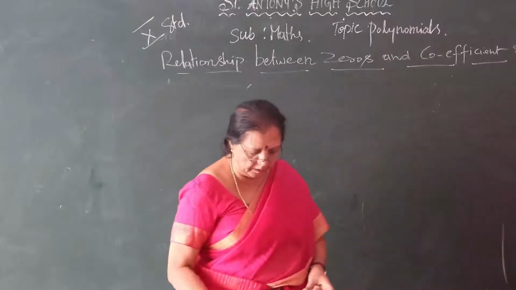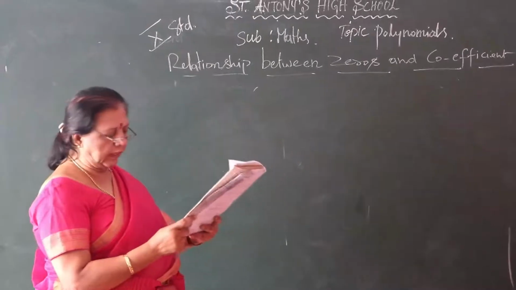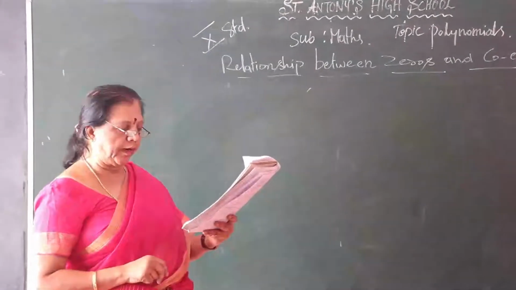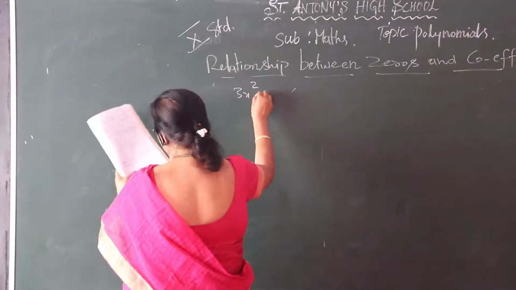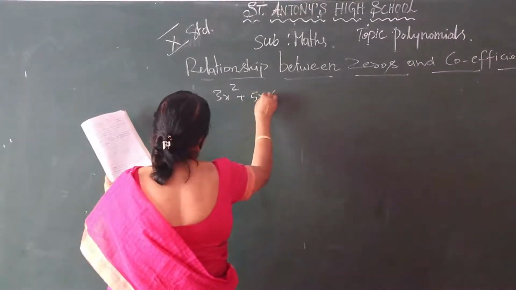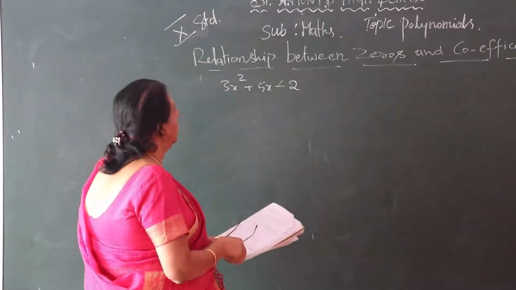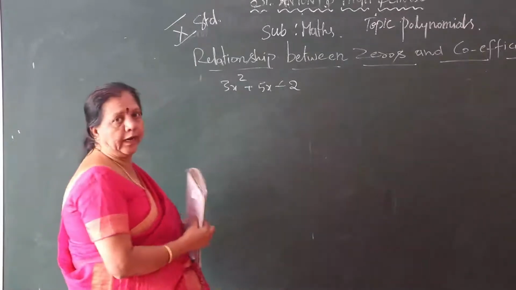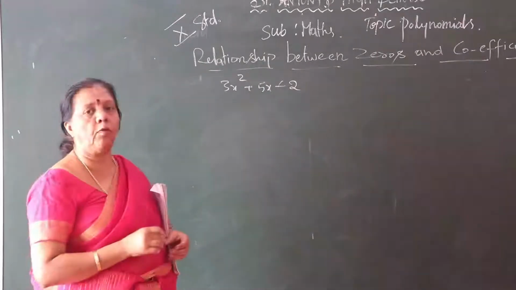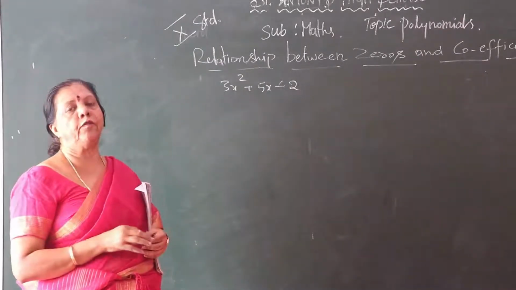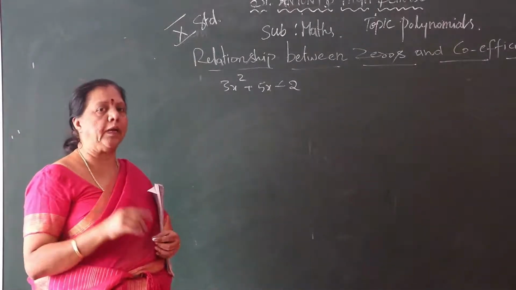Next one, all of you open your book and take another example and read. Find the zeros of the quadratic polynomial 3x square plus 5x minus 2. Now what do you have to do? You have to verify it, whether it is a zero of the polynomial, with the coefficients of the polynomial. If you find out both the sum and product, before that you have to find out the values of alpha and beta.